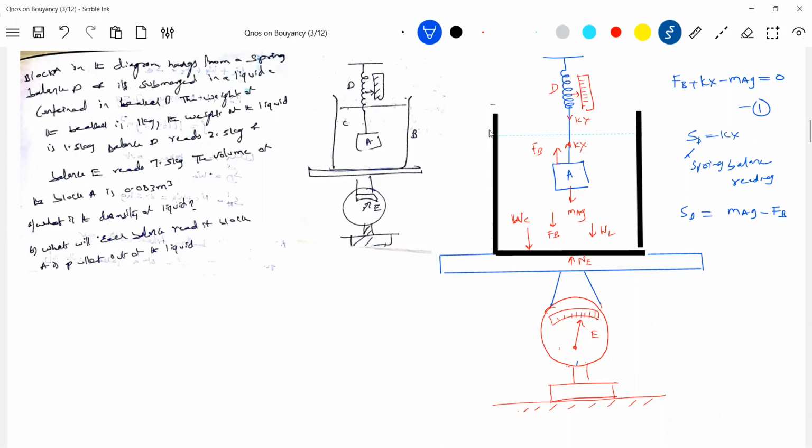Okay, let's come for this one. What is N? N should be equal to weight of the container plus weight of the liquid plus buoyant force. This is the reading of this meter, the weighing scale.